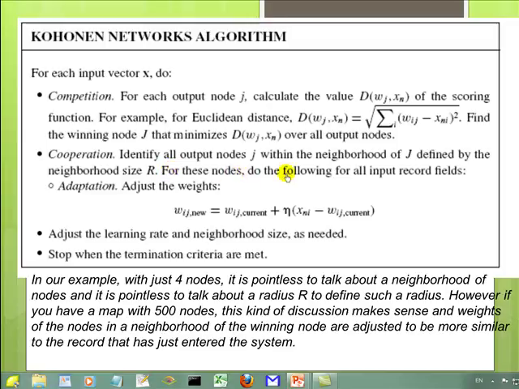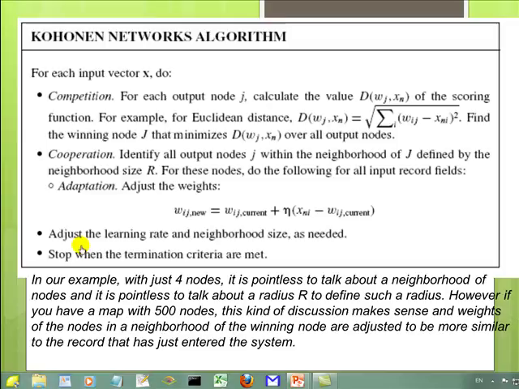For these nodes, for these ones in the neighborhood, do the following for all input record fields. So you take the current weight and you add something to it. So you can figure out what this is. What you're getting is something about the distance from the current input to your current set of weights, and then you multiply by some proportionality constant, and then you add that to the current weight. So in other words, you're just adapting. You're just allowing the current weights to be adjusted a little bit. The new ones will be basically the old ones plus a little bit of adjustment, hopefully adjusted towards the present input. All right?